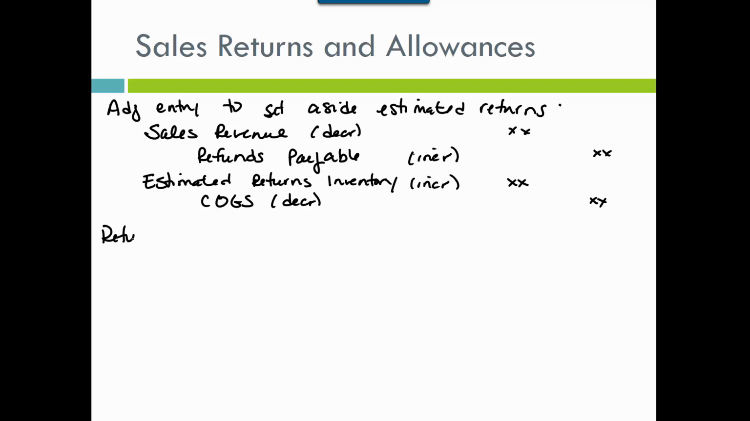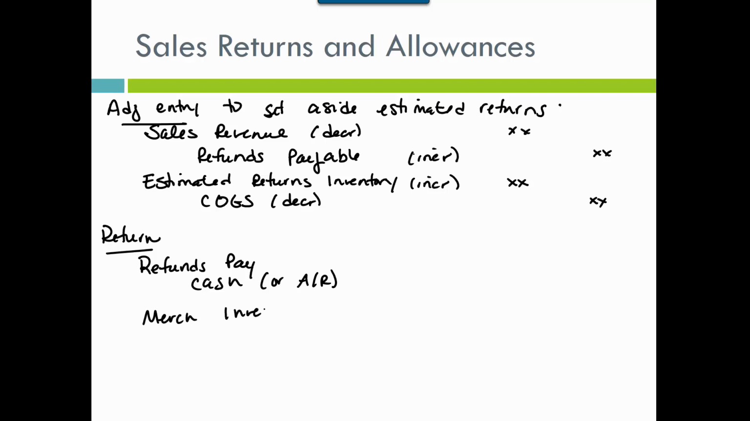When somebody actually makes a return, so this is the adjusting entry, here's the return, I'm going to debit refunds payable. I had this money set aside saying, here's how much money I think I'm going to owe people. Now I'm actually giving somebody their money back, so that's less that I owe in returns. And I will either credit cash or accounts receivable, depending on the sale. And then the second part of the transaction, I will debit merchandise inventory, and I will pull that from this estimated returns that I had kind of set aside in there.